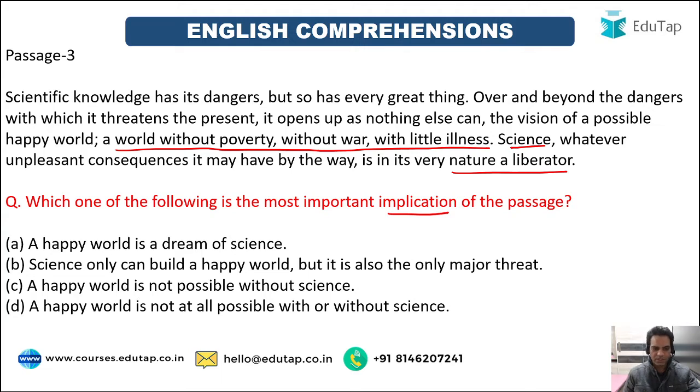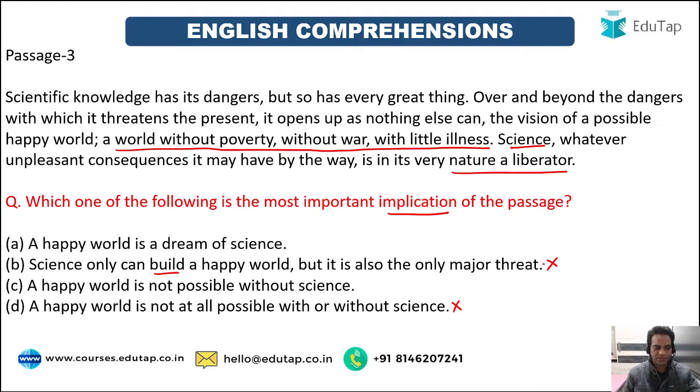So what could be the most important implication of the passage? Let's read the options, guys. A happy world is a dream of science. Okay. Science only can build a happy world, but it is also the only major threat. So science only can build. Now that is one extreme option that you have to look at very carefully. A happy world is not possible without science. That is also true. A happy world is not at all possible with or without science. So we can eliminate these two options because they are extreme options.